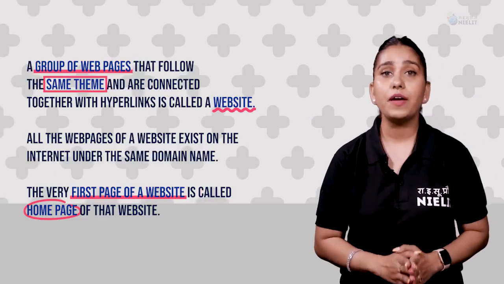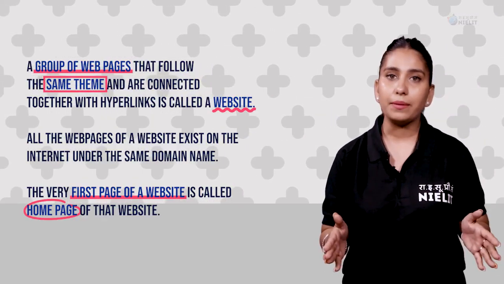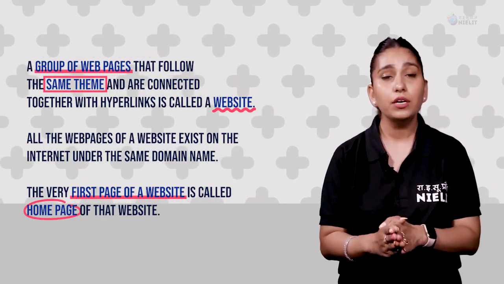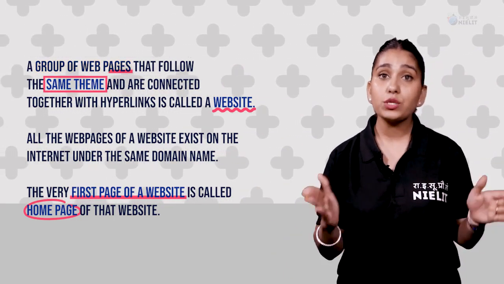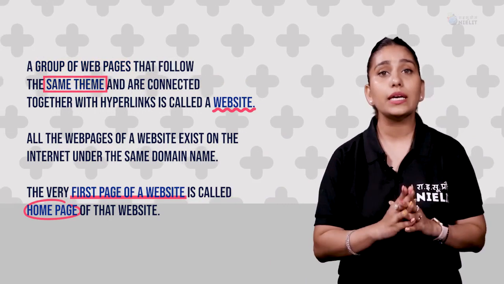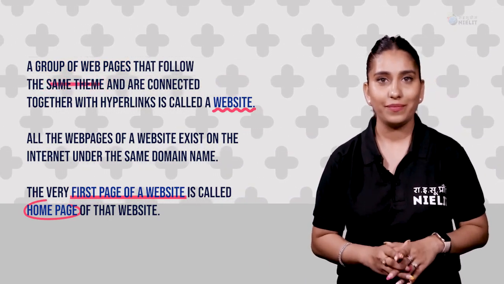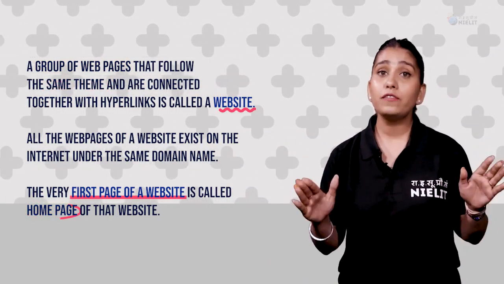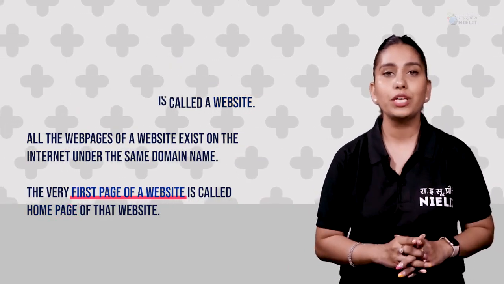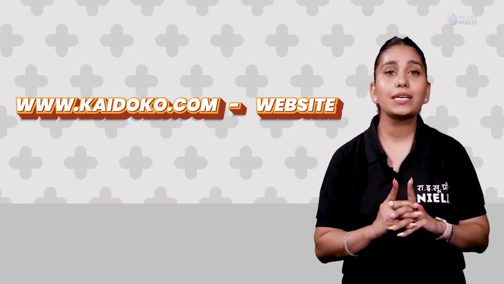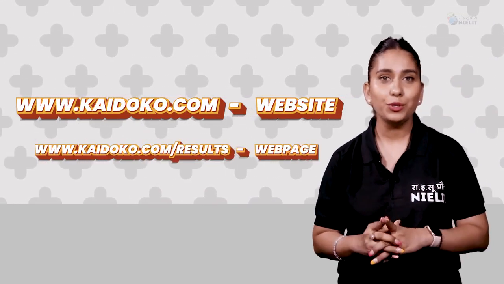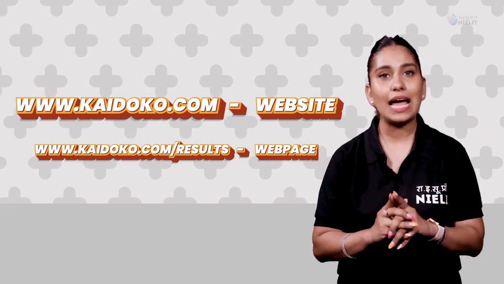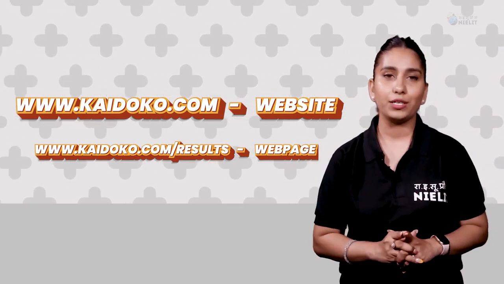A group of such web pages that follow the same theme and are connected together with hyperlinks is called a website. All the web pages of a website exist on the internet under the same domain name. The very first page of a website is called the home page of that website. For example, www.kaidoko.com is a website and www.kaidoko.com/results is a web page.